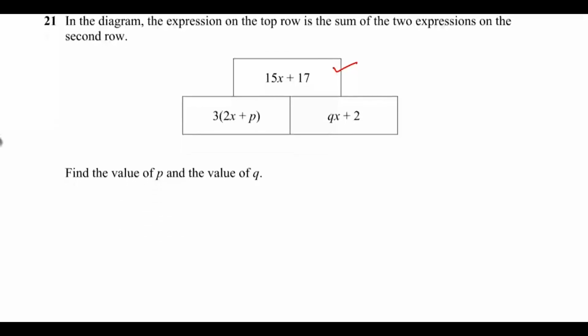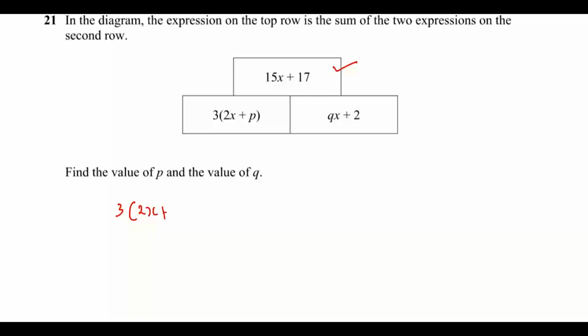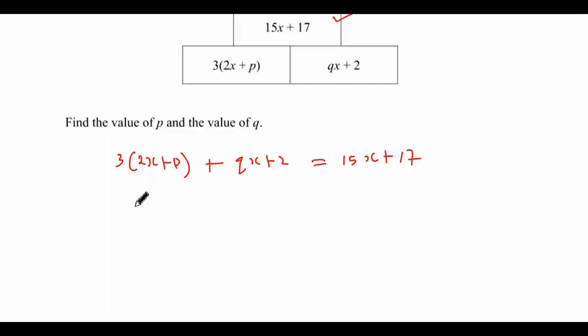Okay, so what you need to do is to add these two expressions together, that is 3 into 2x plus P, then plus Qx plus 2 to be equals to 15x plus 17. Okay, so let's expand this bracket. You have 3 times 2x, 6x plus 3 times p, that will be 3p plus qx plus 2 equals to 15x plus 17.